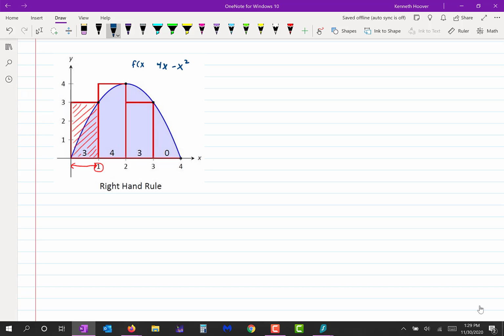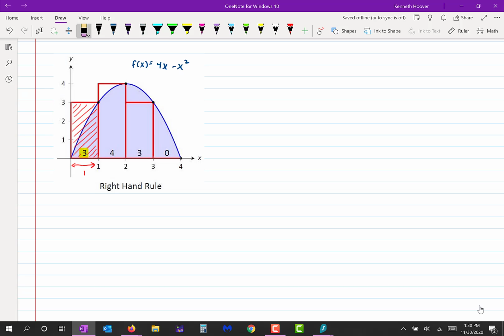What's f of 1? F of 1 is 4 minus 1, which is 3. And so that's why this rectangle has a height of 3. Okay? And what's the width? The width is 1. The height is 3. So what's the area of that rectangle? Height times width. The area is 3. Okay, and that's what this 3 is right there. That's the area of that rectangle.